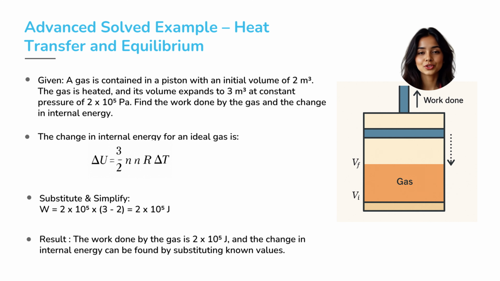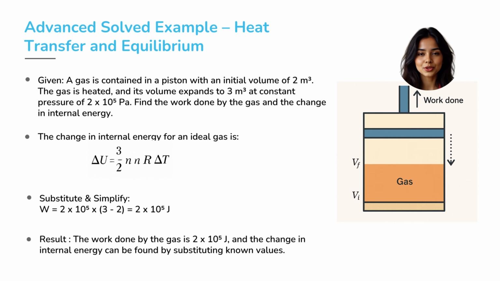Time to bring it all to life with a solved example. Let's say we have a gas in a piston. The gas starts with an initial volume of 2 cubic meters and is heated at constant pressure, expanding to 3 cubic meters. The pressure is 2 × 10^5 pascals. We want to find the work done and the change in internal energy. First, let's calculate the work done by the gas. Using the equation, W equals P times ΔV.